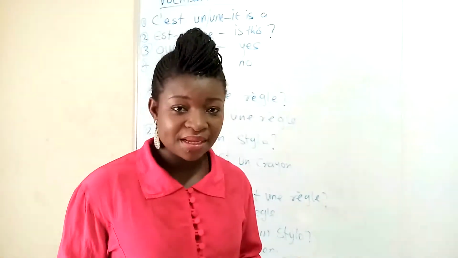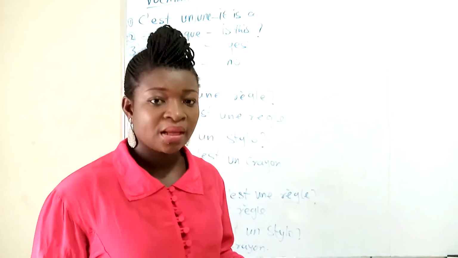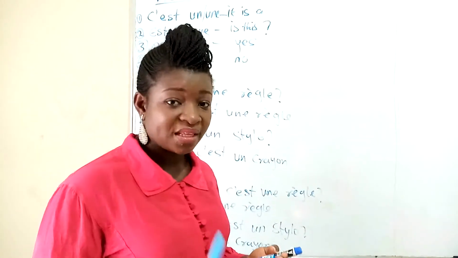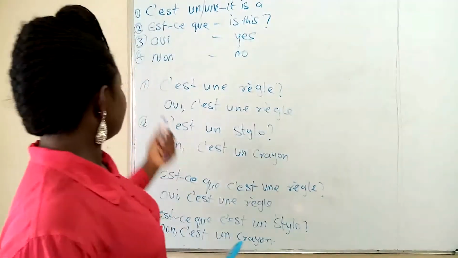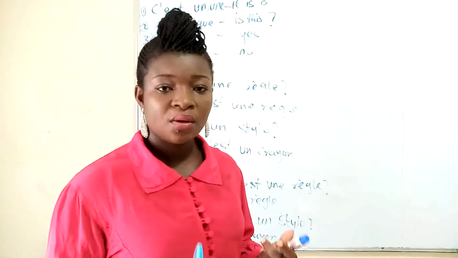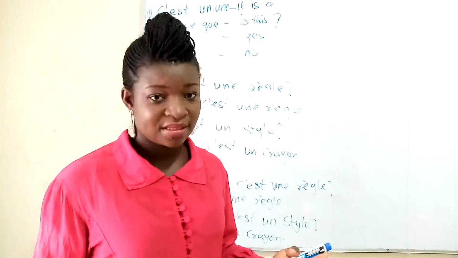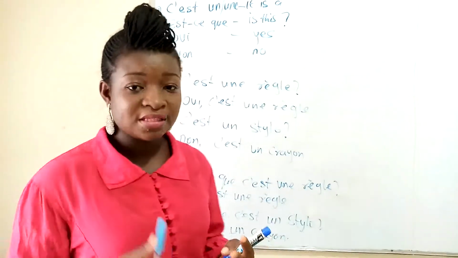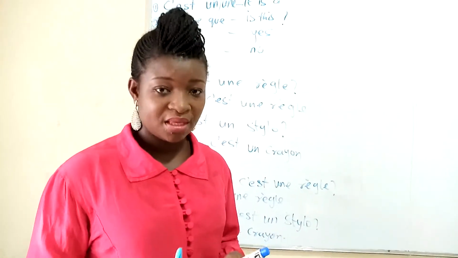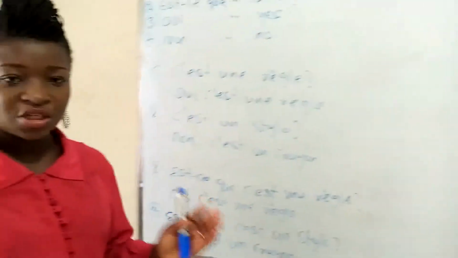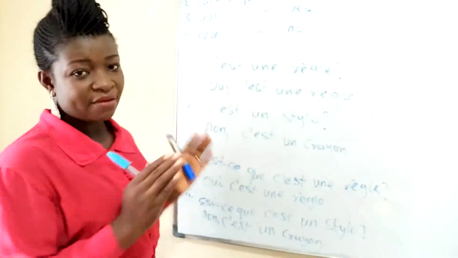Okay. Now we have number 2, which is est-ce que. Say that after me. Est-ce que. Est-ce que means is this. So number 3 is oui. Say oui. Oui simply means yes. And the last one, number 4, is non. Non means no. Okay, so we're going to make these short sentences with what we have learned.